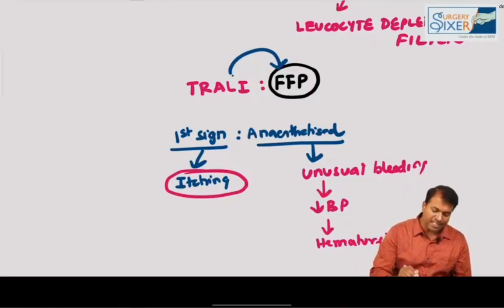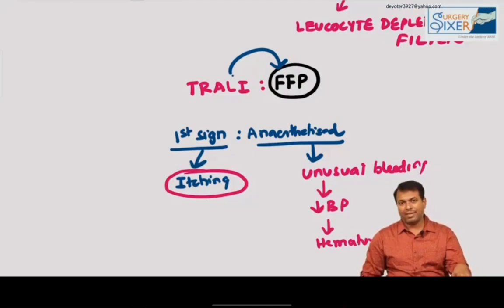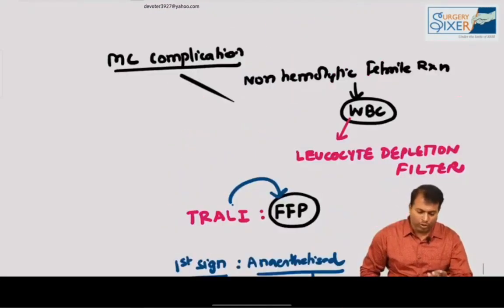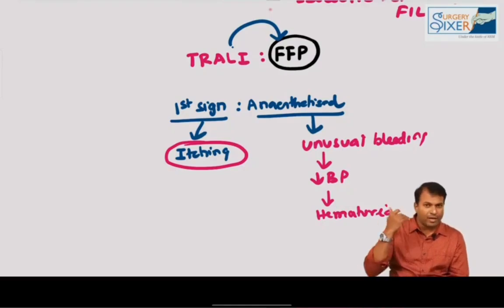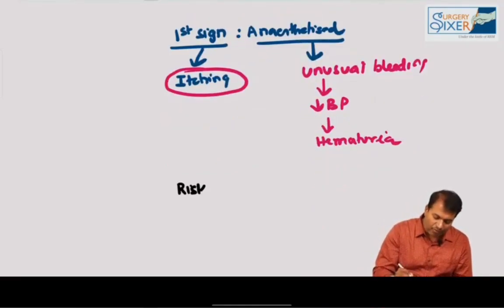In unanesthetized patients, you can easily catch them by seeing the itching. They will be having itching. Okay, so these are the points you should not forget in blood transfusion. And whatever blood we use, we do cross-matching and so on, and we also screen for all infections. Still there is a risk of transmission of what?